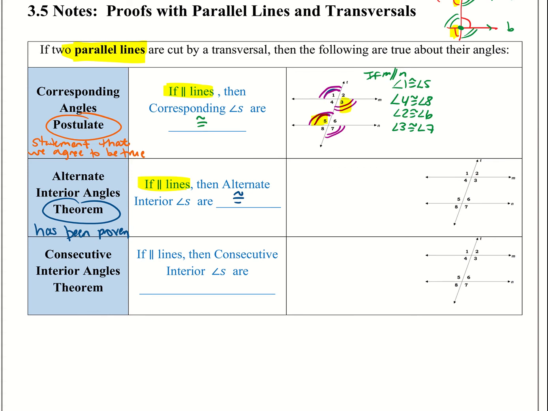In a similar process, we could use that to prove 4 and 6 are congruent. So anytime you've got a pair of alternate interior angles, they're going to be congruent. So in this diagram, angle 4 is congruent to angle 6. Oh, sorry, let me start with the hypothesis.